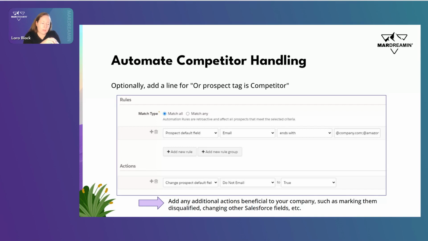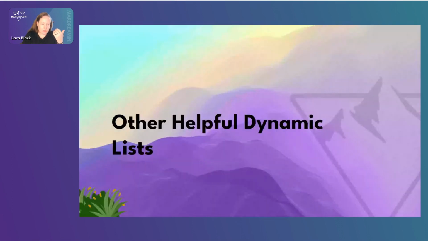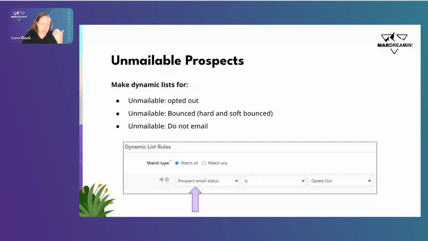And then if you have other things, people you never want to email, like the student intern, or the summer intern, or somebody's executive assistant or something like that, create additional criteria to make them match this rule and mark them as opted out, because you don't need them sitting there eating up your database limits and costing you money. Just mark them as do not email is true, and that takes them out of your mailable database counts. So I'm going to do other helpful dynamic lists.